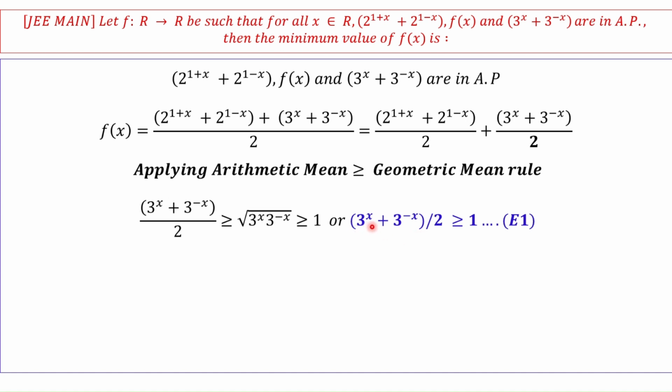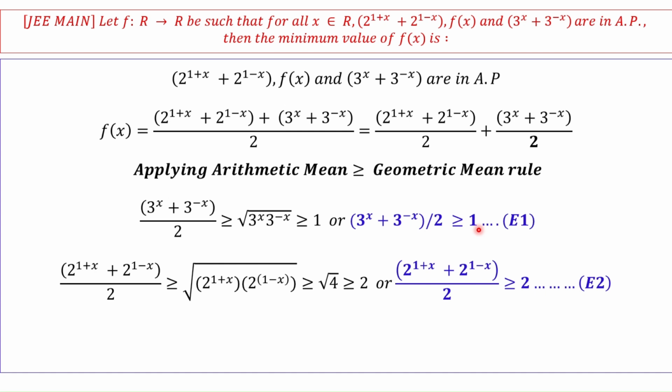So 3 to the power of x plus 3 to the power of minus x divided by 2 is greater than or equal to 1. This is one equation for us. Second equation also, if you apply the same rule, what you will get is 2 to the power of 1 plus x plus 2 to the power of 1 minus x divided by 2 is greater than or equal to 2. This is your second equation. You substitute these two values in these two equations, you get f of x is greater than or equal to 3. So what is the minimum value of f of x? It's 3.